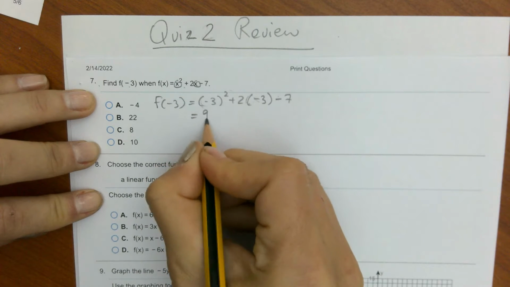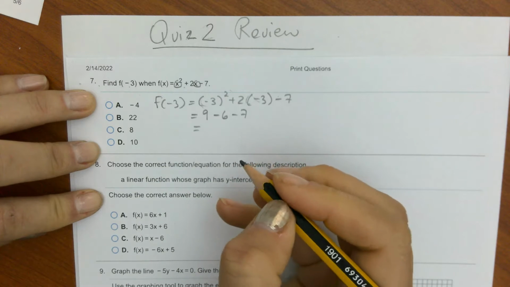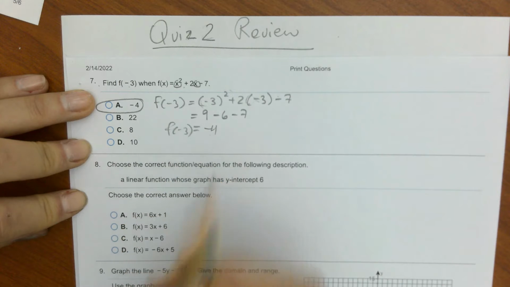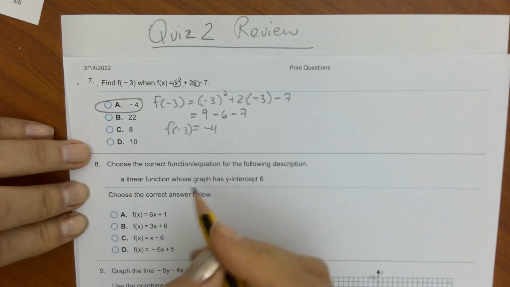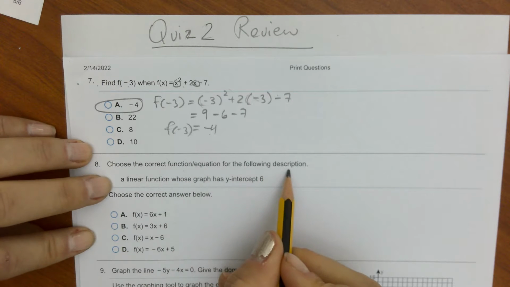This is going to be 9. How much is that going to be? Minus 4. So f of negative 3 is negative 4. So it says, choose the correct function or equation for the following description.